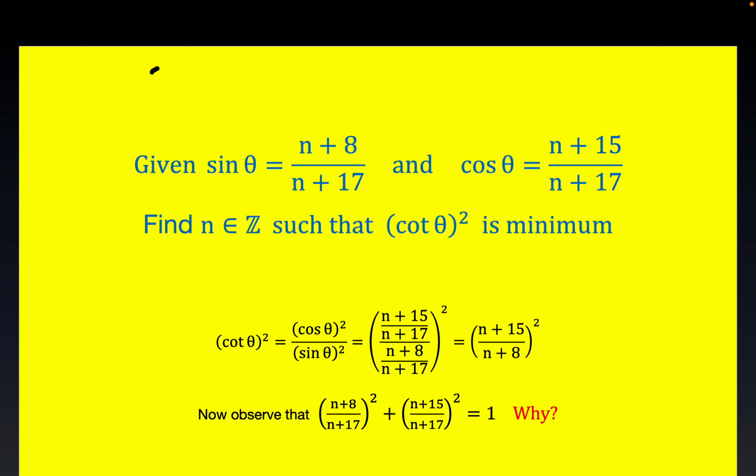Hey everybody, this problem is similar to an SMO problem all the way back in 2010. It's an SMO Senior problem. It's similar, a similar sort of structure, not exactly the same. But this is Senior 2010, and I think it's problem 4, I believe. Again, not identical, but similar.